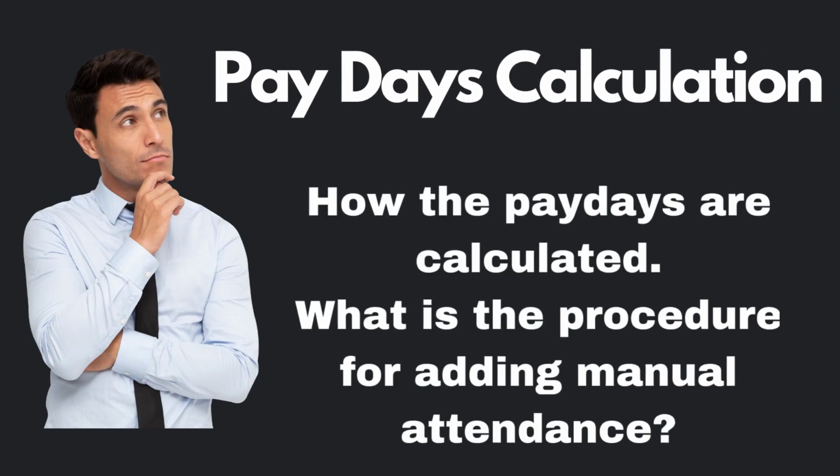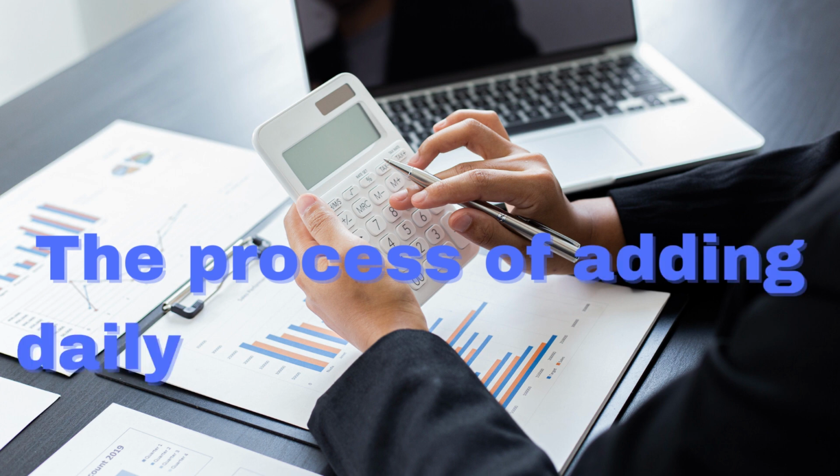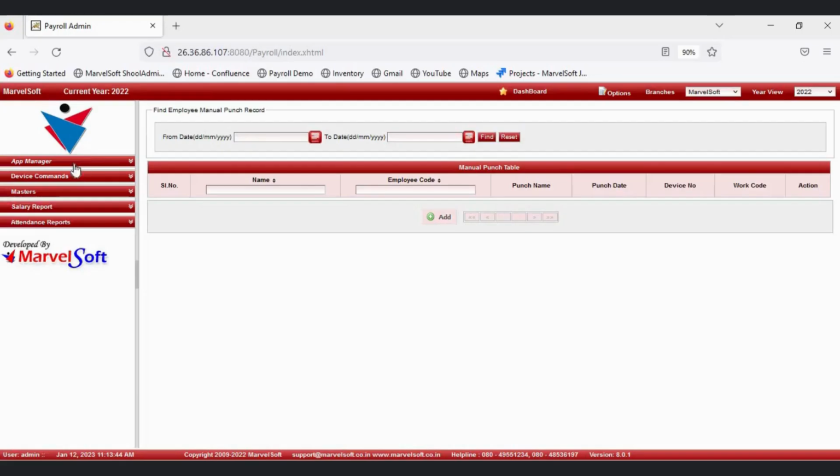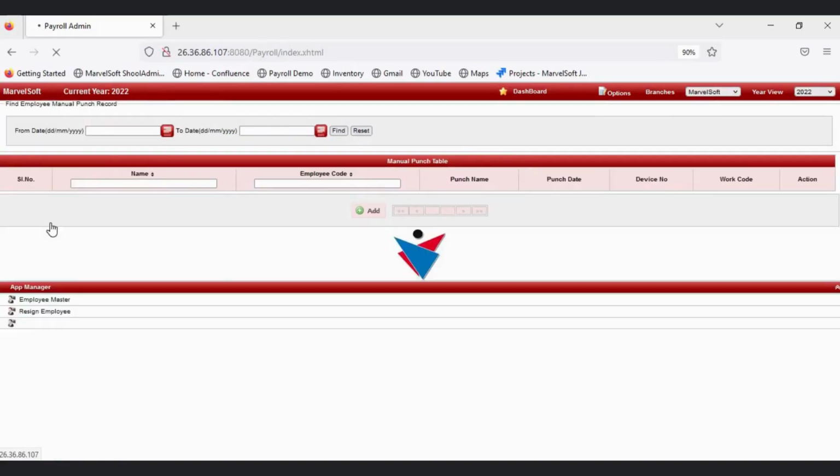The next step is to understand how the pay days are calculated. The pay days are calculated using employees' monthly attendance. Now we start learning about the Manual Attendance menu. Go to App Manager and click on the Manual Attendance menu. Click on the Add button.